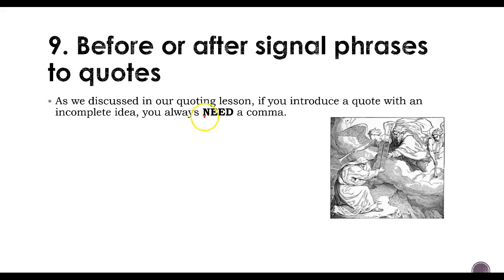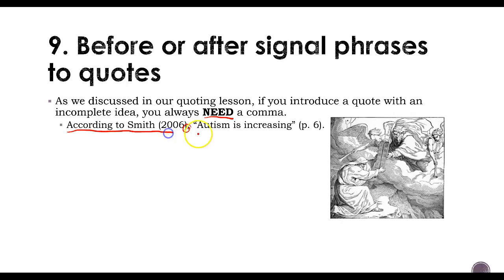Whenever you're going to introduce a quote with an incomplete idea, you need the comma after the signal phrase. According to Smith (2006), "autism is increasing" (page 6). So we start the sentence with an incomplete thought, we need the comma here. "Autism is increasing," according to Smith (2006, page 6).